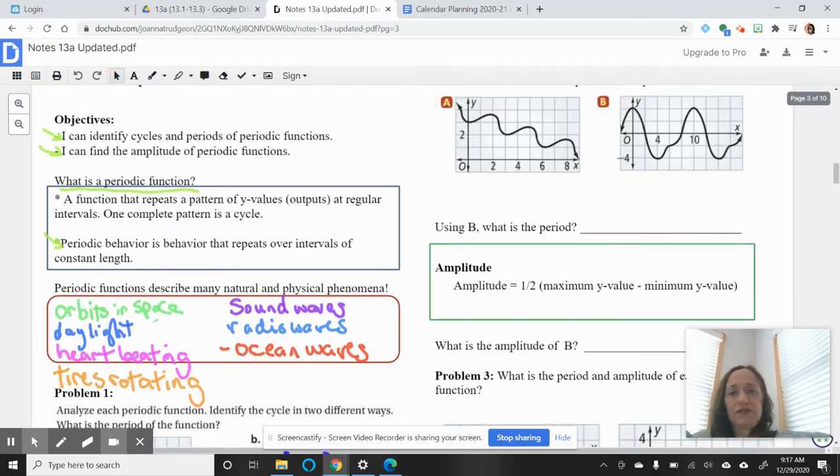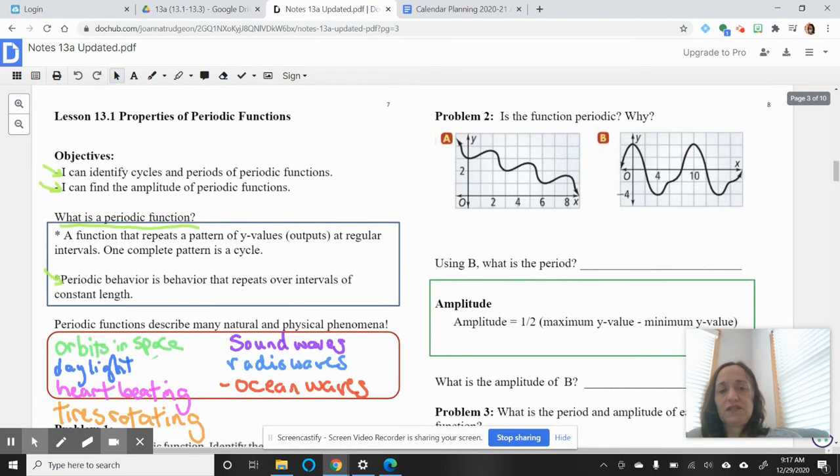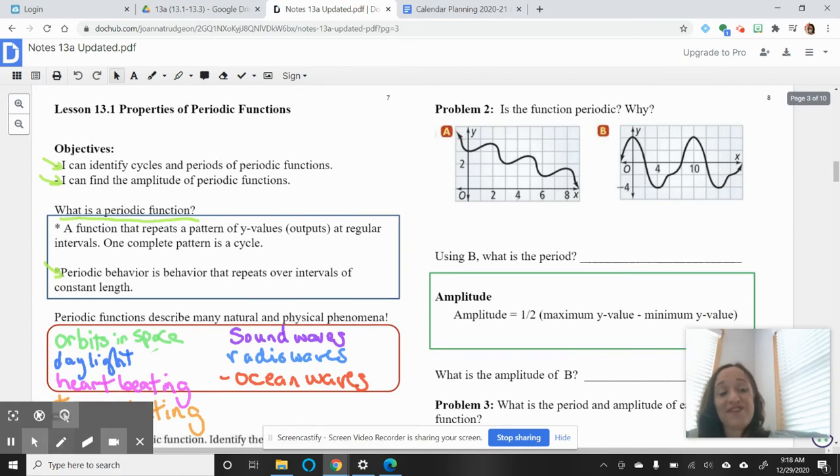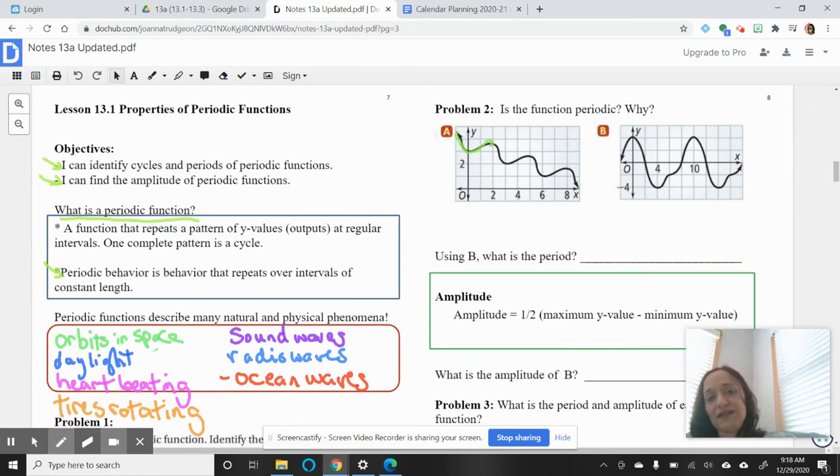Next page here then, if you look at these, what is the function periodic? Okay, so remember the y values have to repeat in order for it to be periodic. So when you look at this one, it's going down and it's not repeating. So it never is this high again. It keeps going down and down.